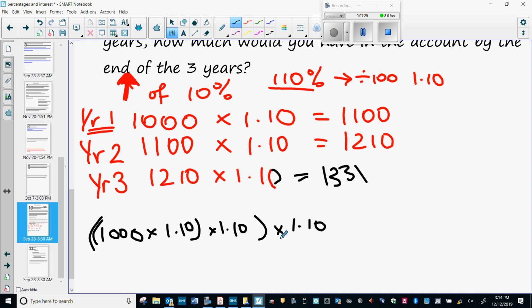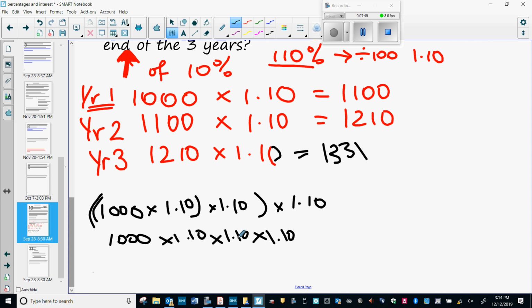Okay, so I don't actually need my brackets here. So what I've got is 1,000 multiplied by 1.1 multiplied by 1.1 multiplied by 1.1. Okay? Again, that's really not great, is it? How else can we write that? Yes. 1.1 cubed. Nice. So we've got 1,000 multiplied by 1.1 cubed. Okay? So that's how we can do that.